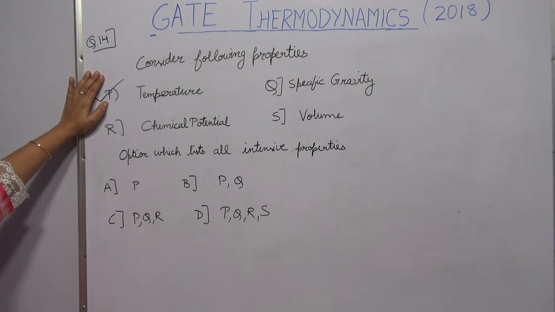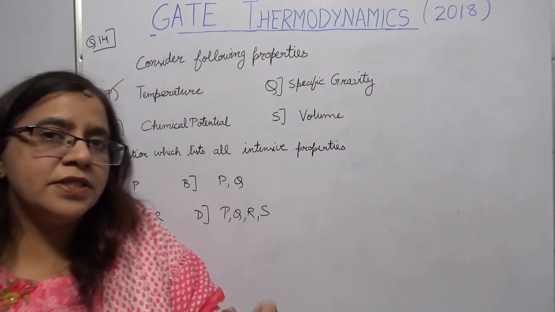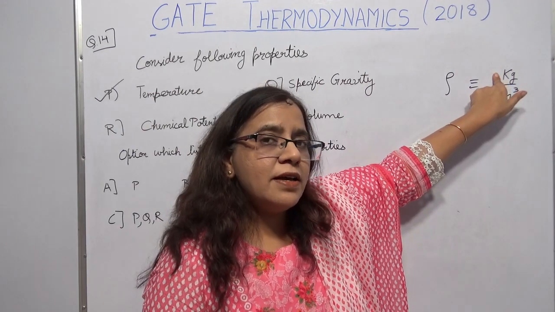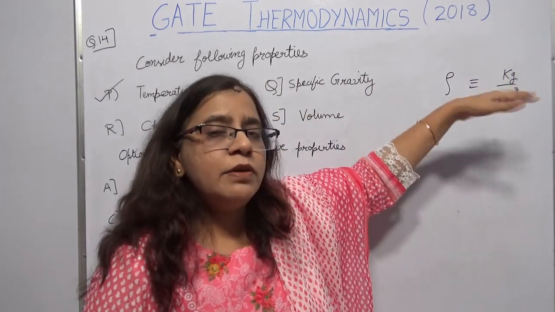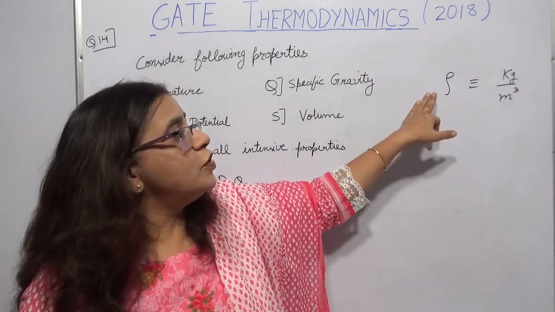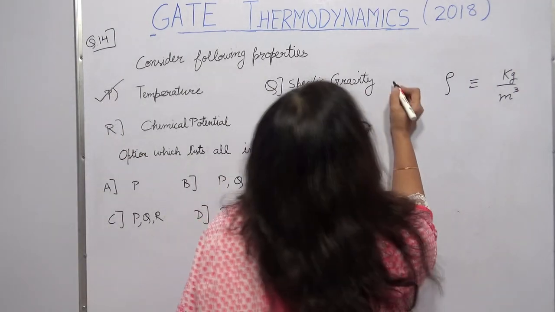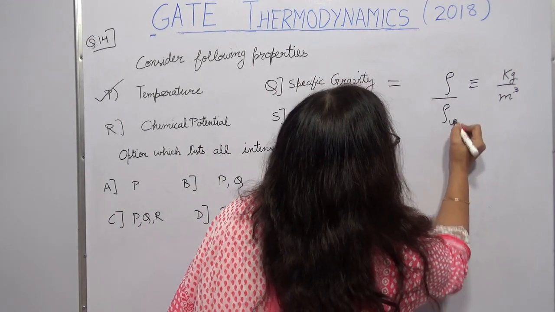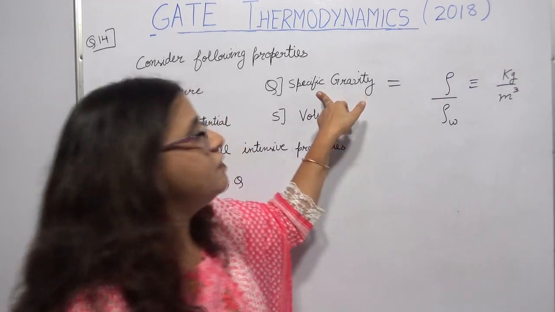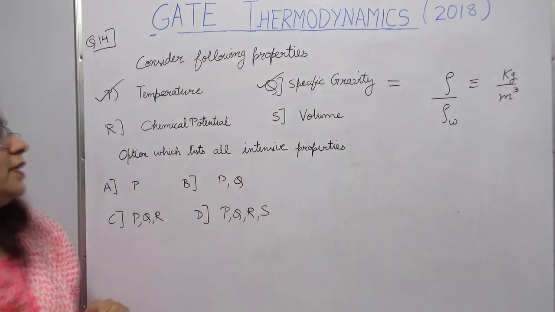Let's see about specific gravity. Specific gravity is defined as the density of the substance divided by the density of water. Now what is density? You are dividing one extensive property by another. When you divide one extensive property by another, then you end up with an intensive property. So to start with, density is an intensive property. When you divide it further by the density of water, which is again an intensive property, what you get is that your specific gravity comes out to be an intensive property. So this one is also correct.